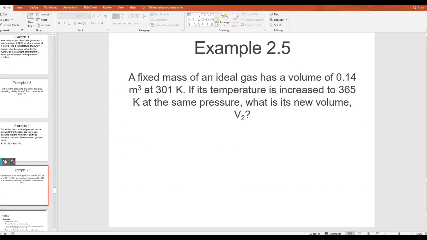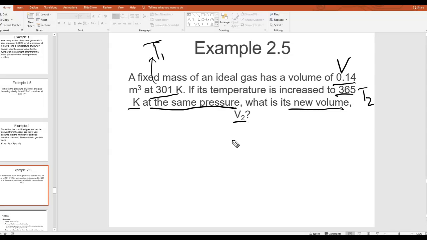Example 2.5. It says a fixed mass of an ideal gas has a volume of 0.14 cubic meters at 301 Kelvin. So this is our temperature. If the temperature is increased to 365 Kelvin, so we have 2 temperatures, I'm going to label this temperature 1, and I'm going to label this temperature 2. At the same pressure, what is its new volume?